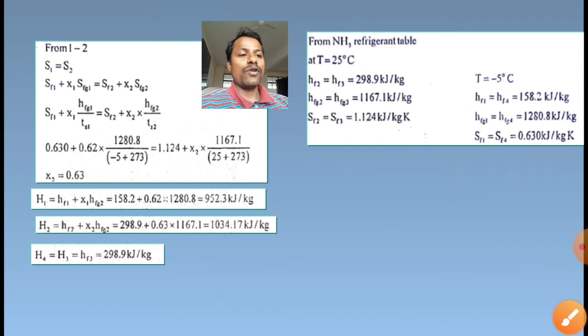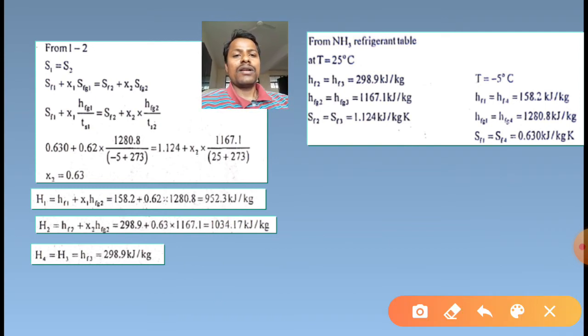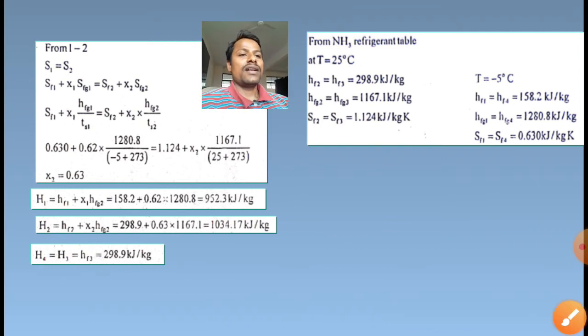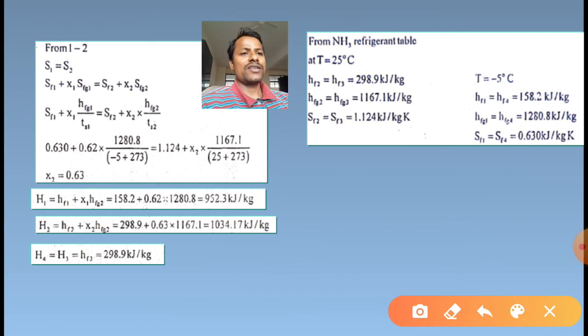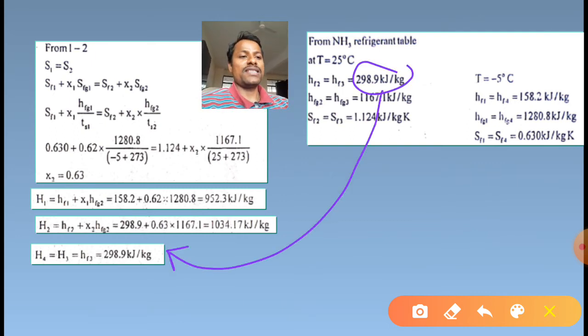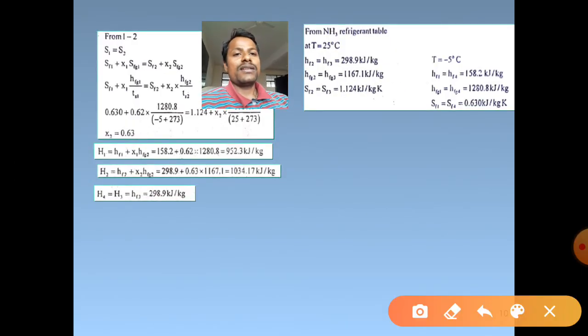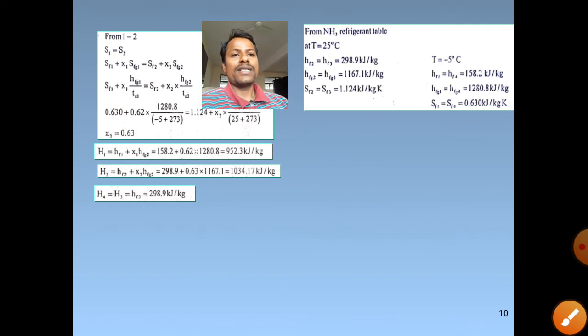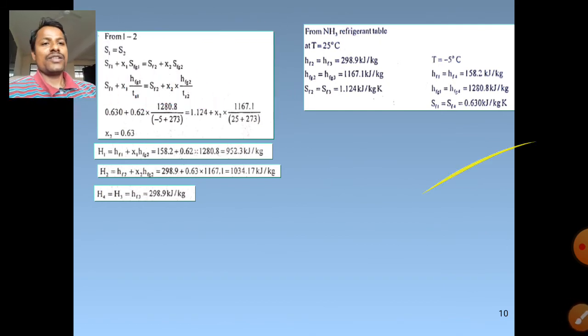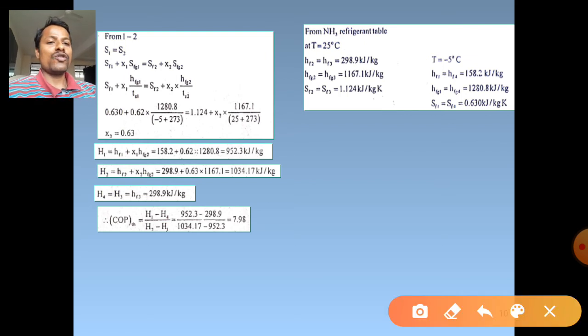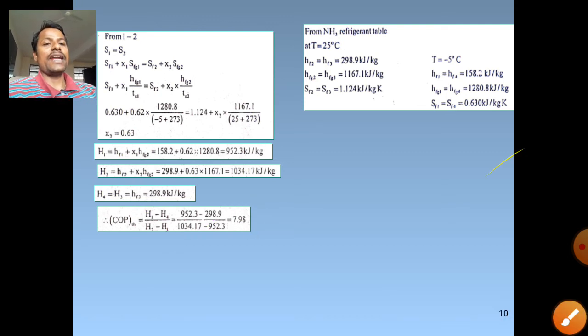Then for H4, which is equal to HF at point 3, that is HF at 25 degrees Celsius, I have 298.9 kilojoule per kg, and I can use the same. Now we have calculated the enthalpy values at different states. Here we can calculate the COP by substituting all the enthalpy values, as 7.98.